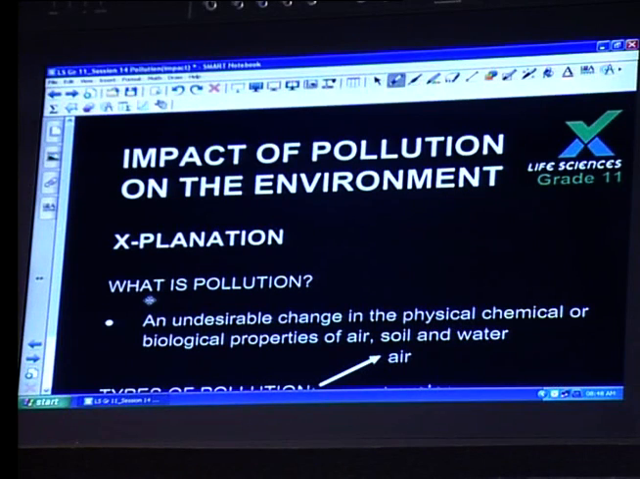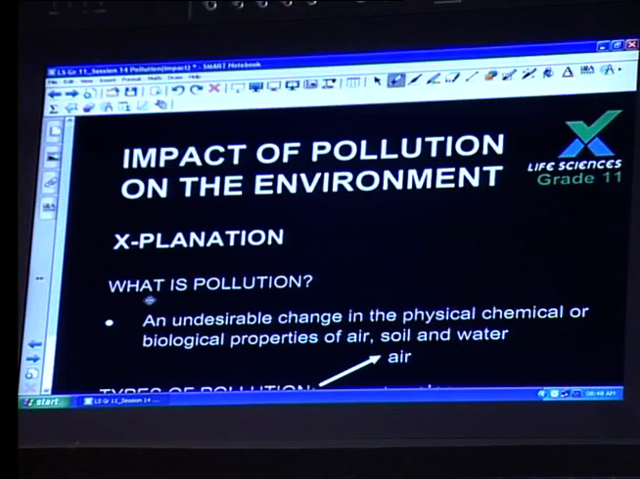Today we're going to be looking at the impact of pollution on the environment. From the last session, we looked at one of the human influences on the environment was pollution. Now we're going to look at the key concepts that deals with the impact of pollution on the environment. We can now look at what is pollution. It can also be asked as define pollution.